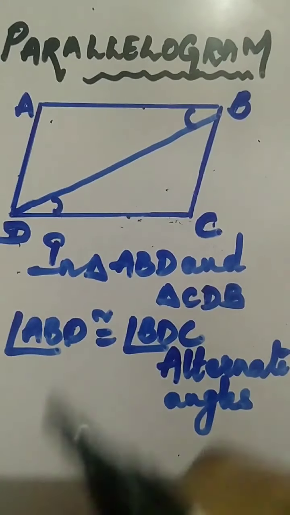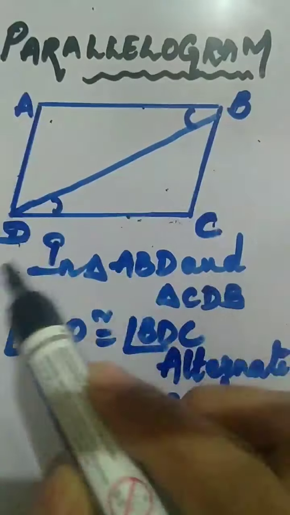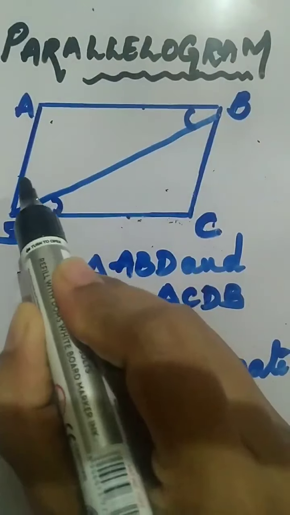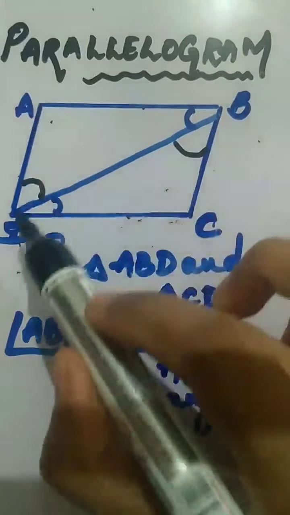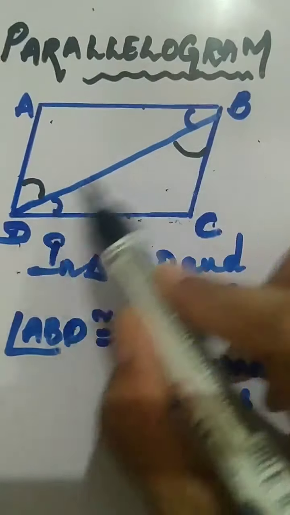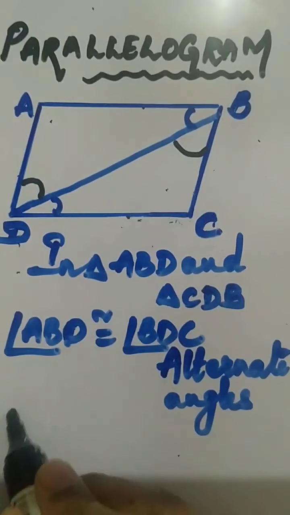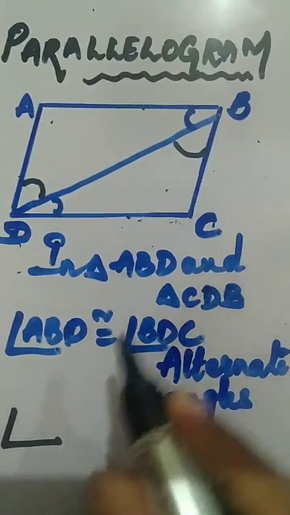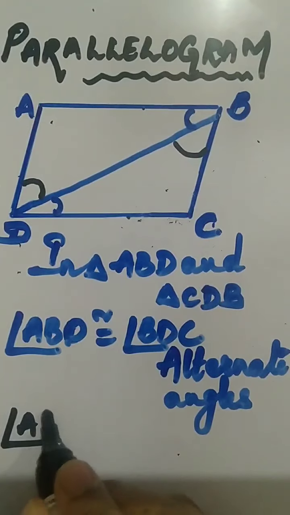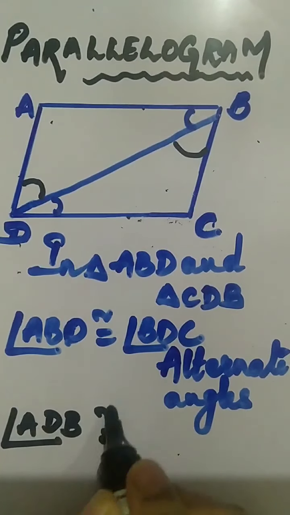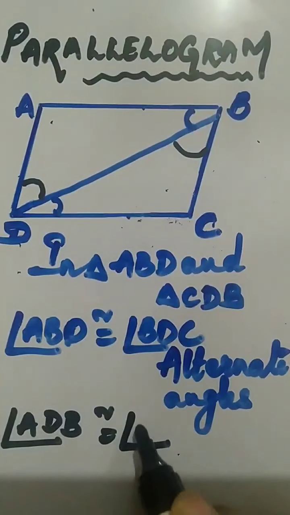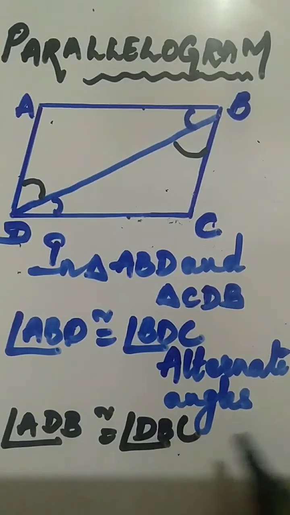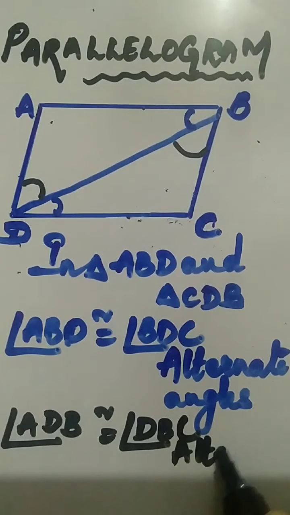As you took these two alternate angles, in the same way these two sides are also parallel. So you can take the other alternate angles, which I have shown in black. That is ADB and DBC. So write, the next pair of alternate angles, angle ADB congruent to angle DBC. The reason is the same, alternate angles.